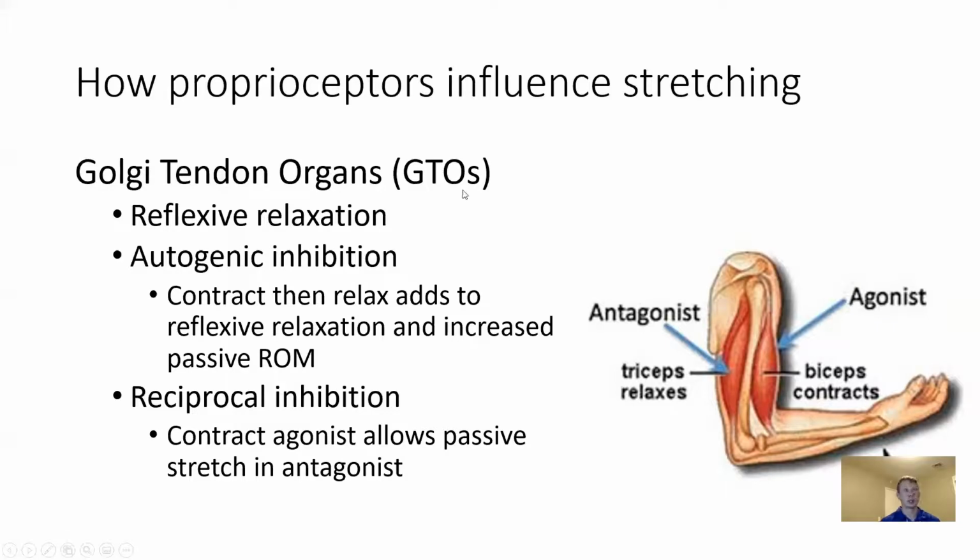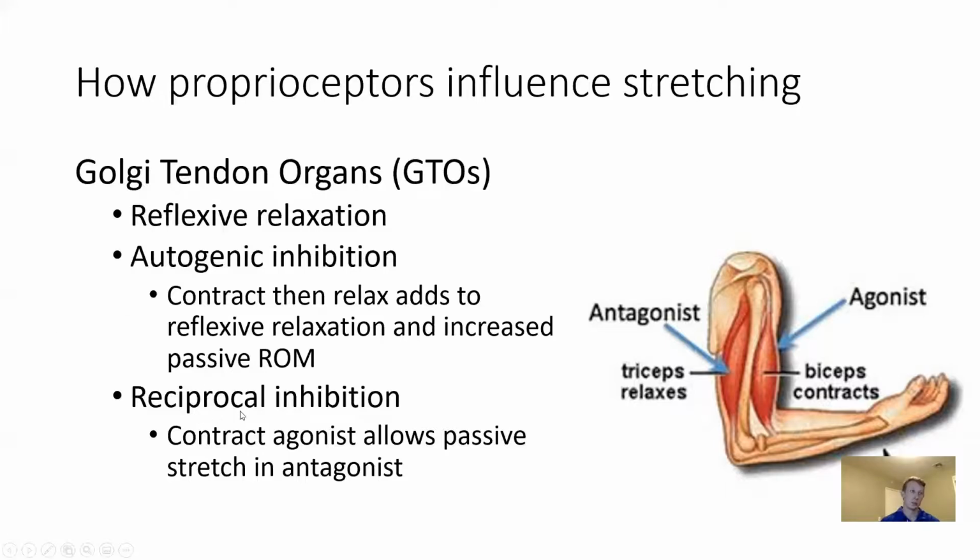With our GTOs, or Golgi tendon organs, they can cause a reflexive relaxation through an increased load on that tissue. When we do some kind of contract and relax, we can get autogenic inhibition, where we contract a muscle and then relax that muscle, which will allow us to increase the stretch on the muscle that was previously contracted. It'll allow a reflexive relaxation or inhibition of muscle activity.